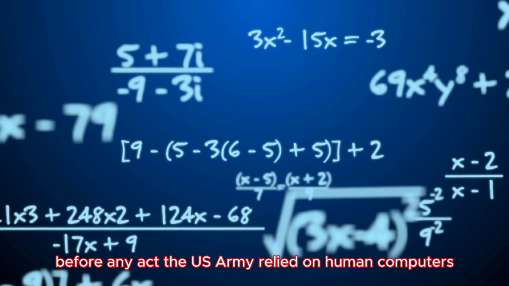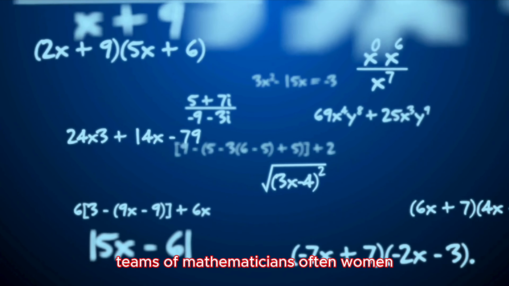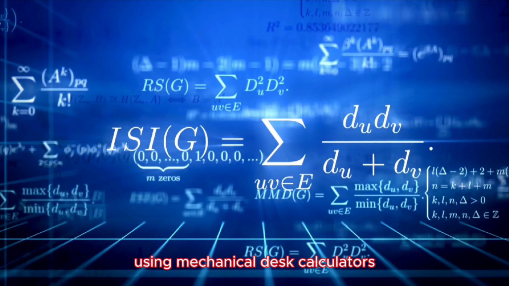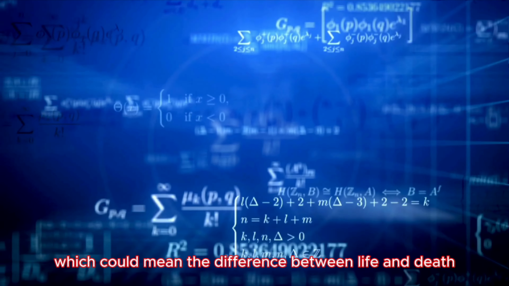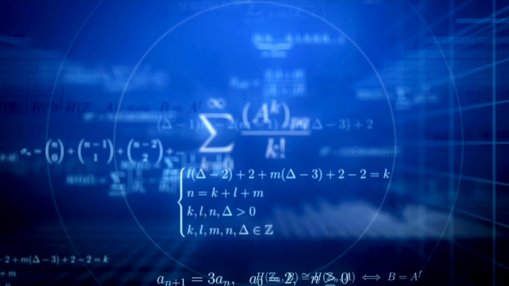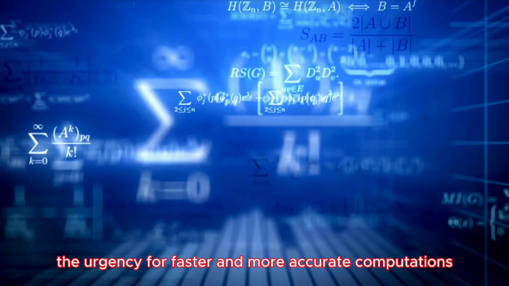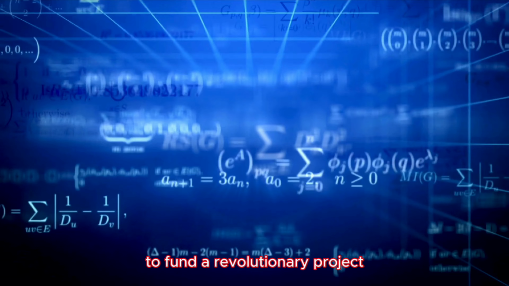Before ENIAC, the US Army relied on human computers, teams of mathematicians, often women, who manually performed calculations using mechanical desk calculators. This process was not only slow, but also prone to errors, which could mean the difference between life and death on the battlefield. According to Martin H. Weik in The ENIAC Story, the urgency for faster and more accurate computations led the US Army's Ordnance Department to fund a revolutionary project that would change the face of computing.